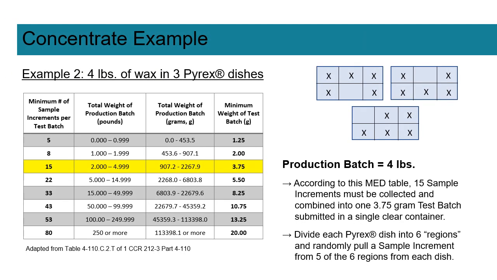Example 2, 4 pounds of wax in 3 Pyrex dishes. In this example, the production batch is 4 pounds. According to the table, 15 sample increments must be collected and combined into one 3.75 gram test batch submitted in a single clear container. Divide each Pyrex dish into 6 regions and randomly pull a sample increment from 5 of each of the 6 regions from each dish.